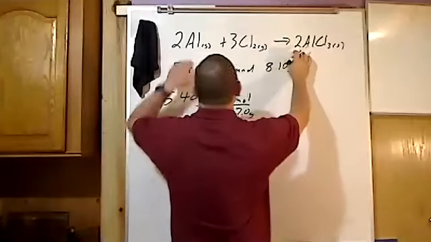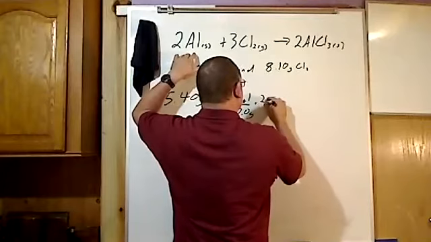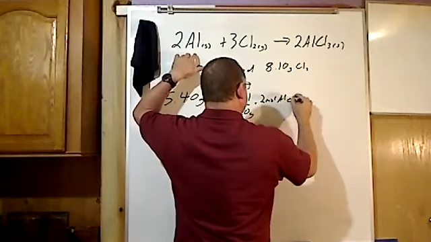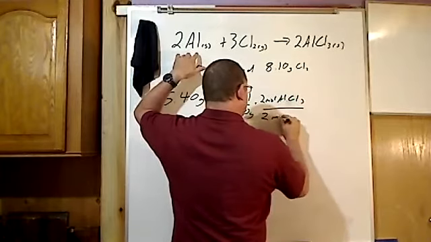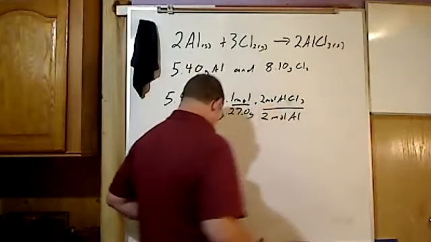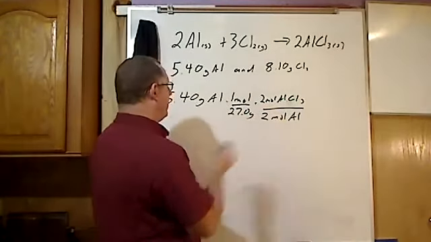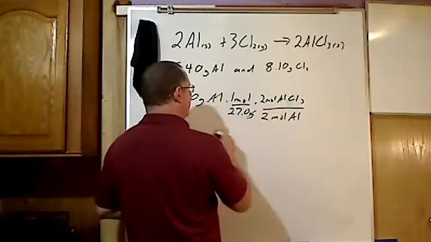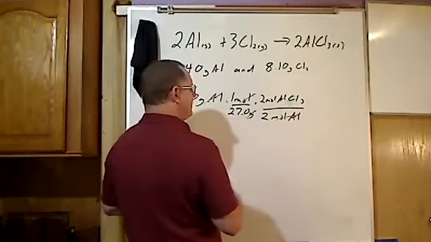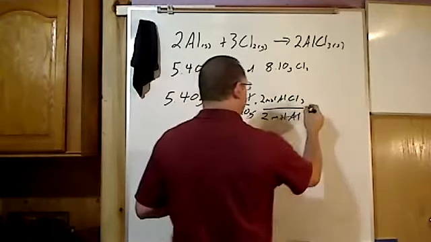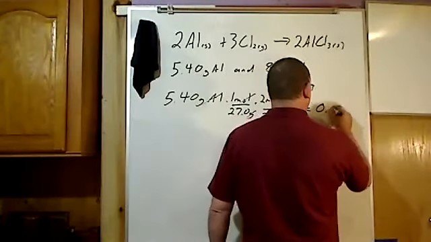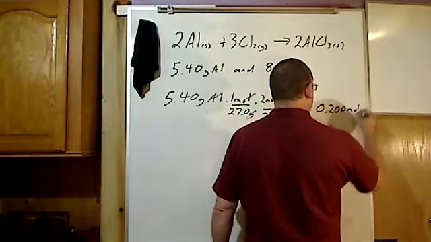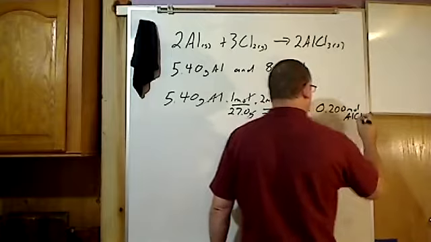Now, for my stoichiometry, I know I get 2 moles of AlCl3 for 2 moles of aluminum. If we do this right, grams of aluminum is going to cancel, moles of aluminum is going to cancel, giving me moles of aluminum chloride. And when I do the math here, I end up with 0.200 moles of aluminum chloride.